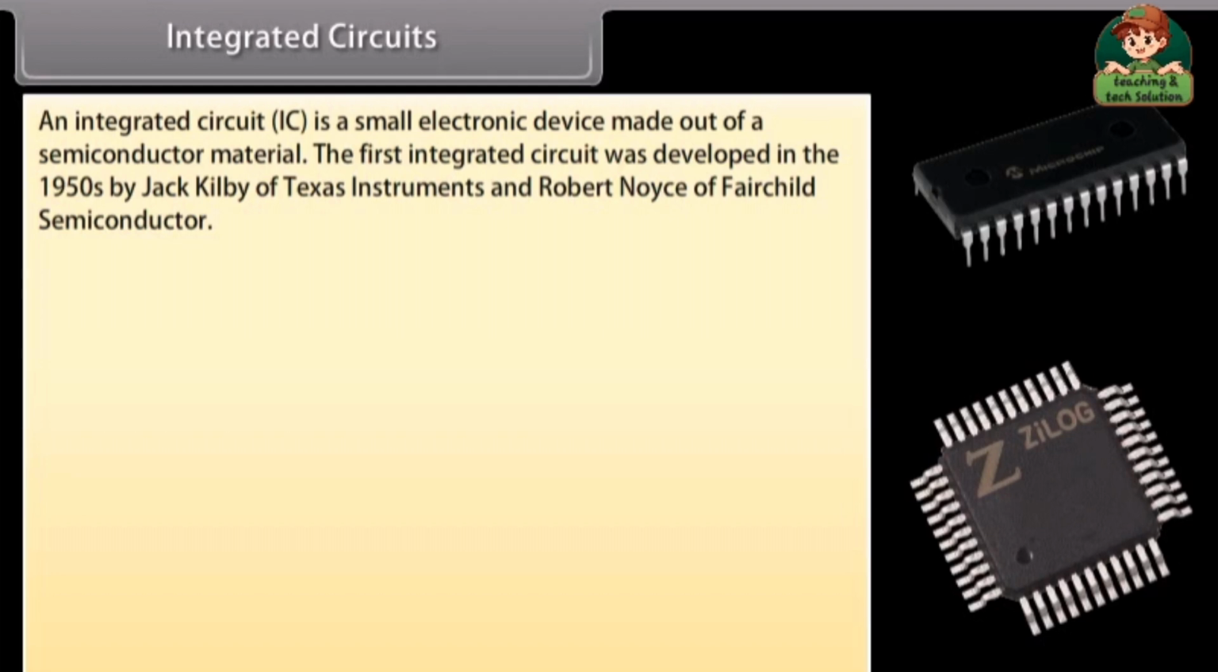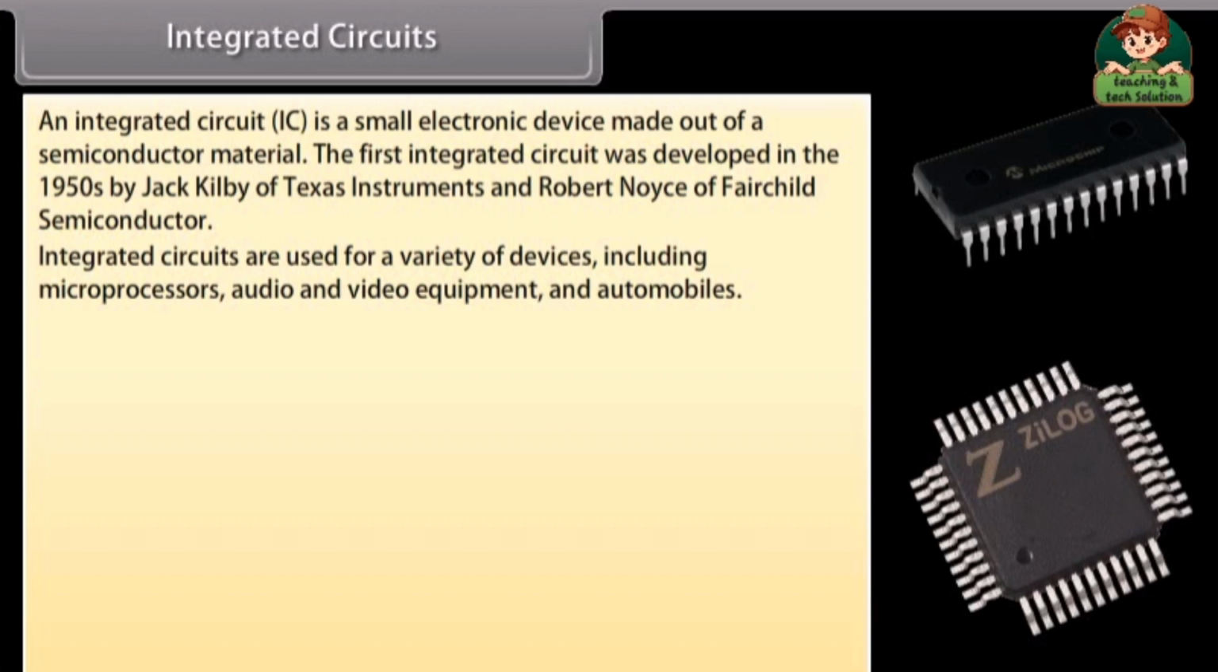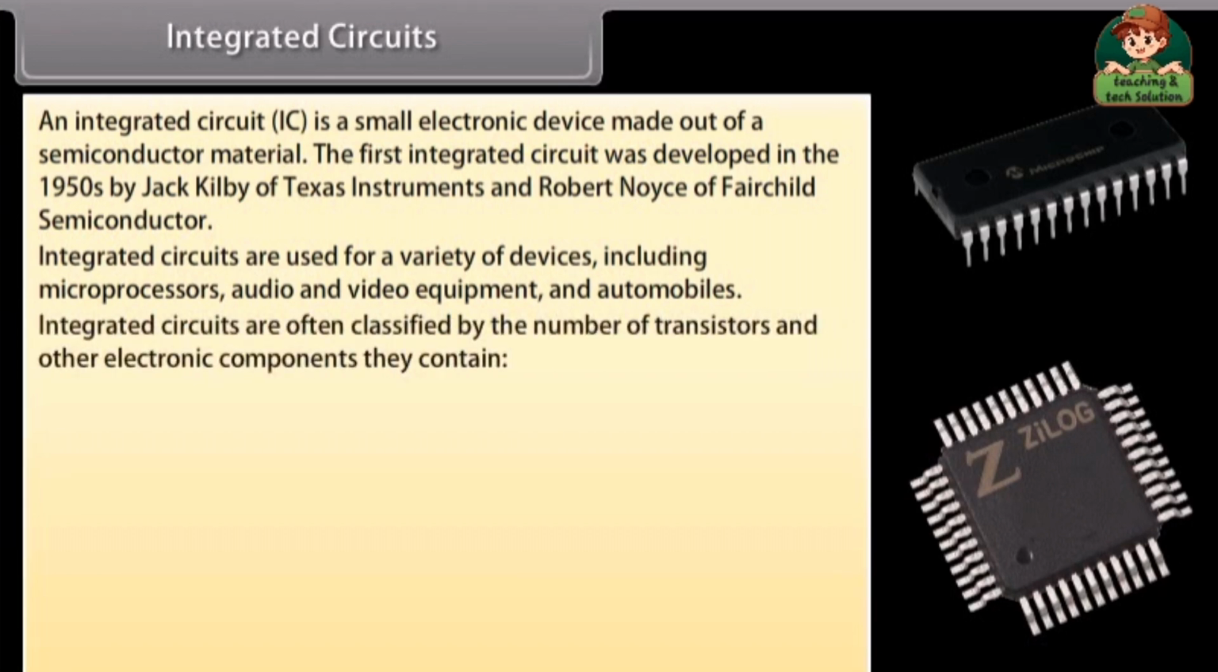Integrated circuits. An integrated circuit is a small electronic device made out of a semiconductor material. The first integrated circuit was developed in the 1950s by Jack Kilby of Texas Instruments and Robert Noyce of Fairchild Semiconductor. Integrated circuits are used for a variety of devices, including microprocessors, audio and video equipment, and automobiles. Integrated circuits are often classified by the number of transistors and other electronic components they contain.